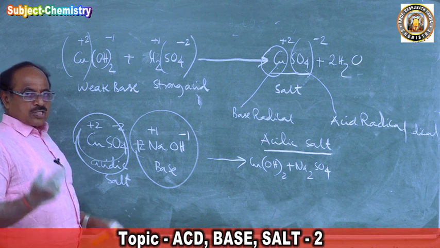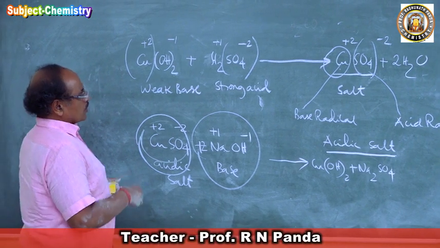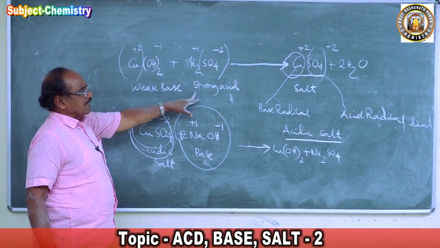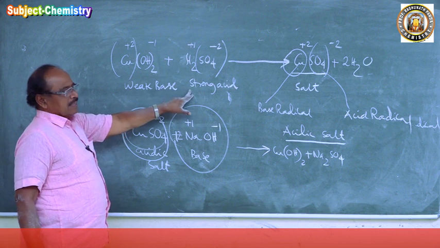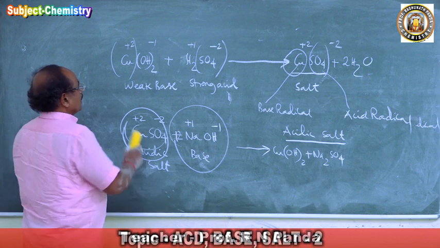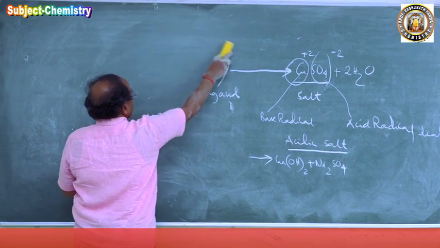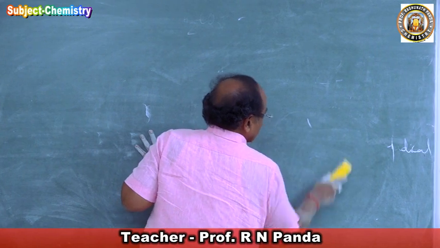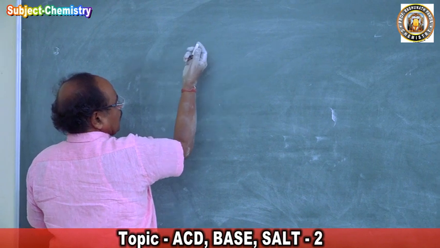Since it is reacting with a base, automatically this is an acidic salt. So these salts are of three types. If a salt is formed from a weak base and a strong acid, this salt is acidic. If it is formed from a strong base and a weak acid, it is basic. If both are strong, then the salt is neutral. So for example, neutral salts.